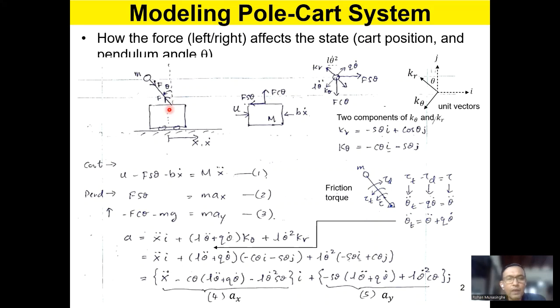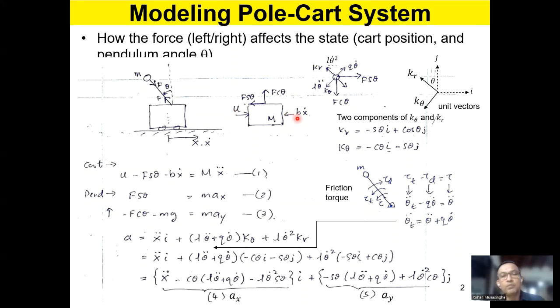Now, what we do next is we take the cart without the pendulum and draw all of the forces acting on it. You can see the mass of the cart is capital M over here, and we are pushing it using a force U, pushing it rightward. Sometimes you can pull it backward, then it is a negative force, negative U. Whatever it is.